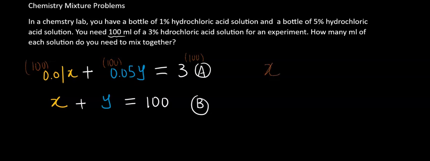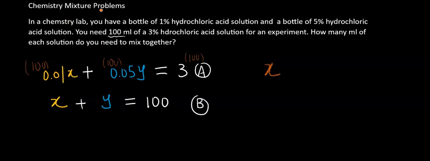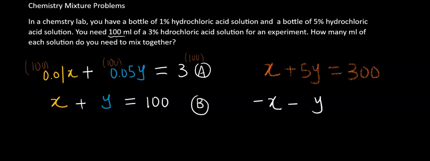And 100 times 0.05 gives me 5y. And 3 times 100 is 300. So this is my new equation. I'm going to use it to subtract my equation B. So minus x, minus y, minus 100.